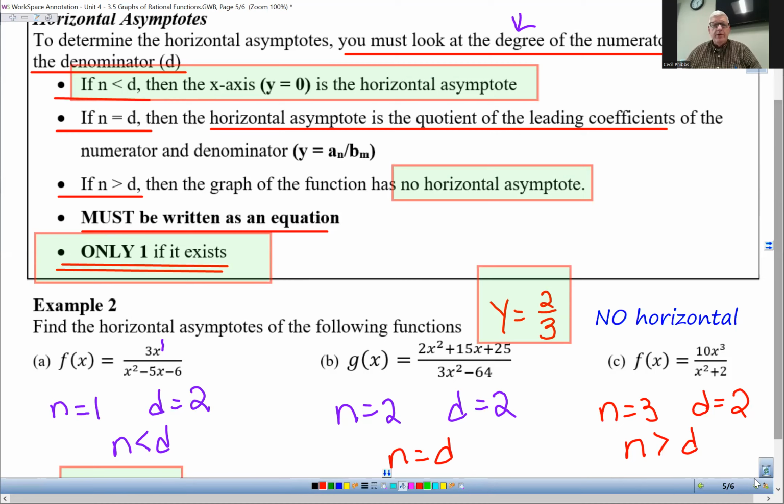Okay, that's really all there is for section 5. So given an equation, identify the vertical and horizontal asymptotes of the graph.